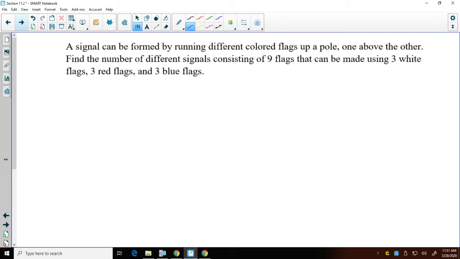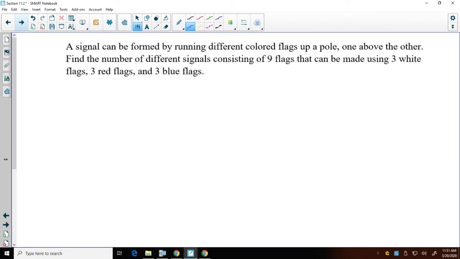So question number 3 says a signal can be formed by running different colored flags up a pole, one above the other. Find the number of different signals consisting of 9 flags that can be made using 3 white, 3 red flags, and 3 blue flags. And what they're talking about here, and they use this a lot at the beaches, flag signaling to let people know and other lifeguards know the current conditions that are going on at the beach. So this is very applicable to us living here in Florida if you ever go to the beaches.